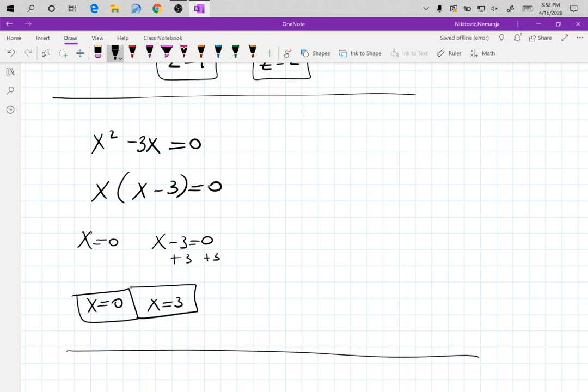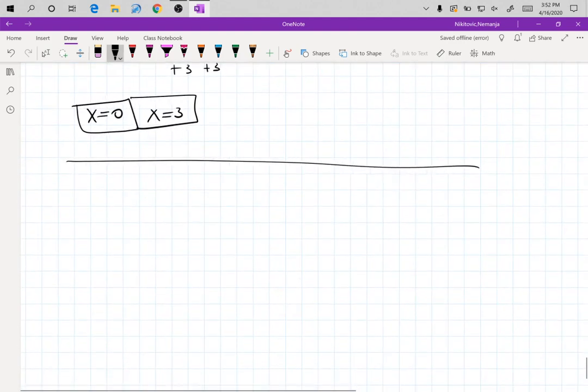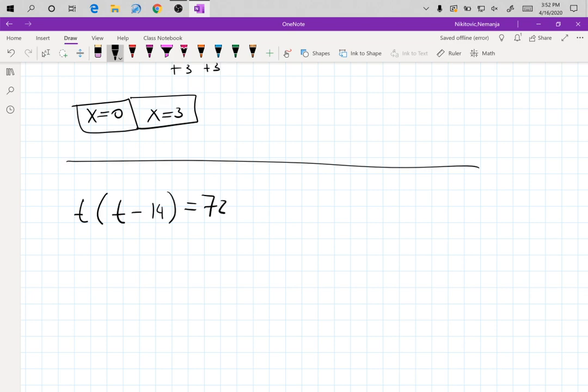Alright, one more, we'll call it a day, and then another review on Thursday. We'll do the new lecture on Monday to end the semester, so we can keep practicing for the final. So one more equation. Oh yes, t times the quantity t minus 14 equals 72. Yay for the numbers, right?